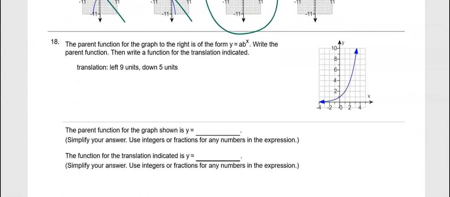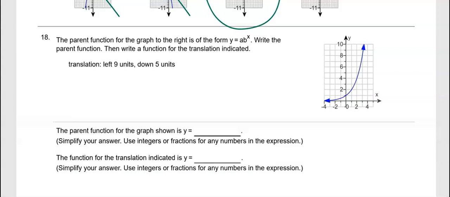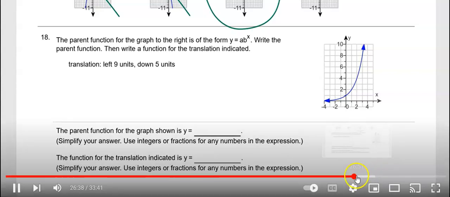All right. 18 here. So we've been given a function and told to translate the function left 9 and down 5. Okay, so we have to decide what the parent function is, and it's pretty easy. If I zoom in enough, you can see on the graph. When am I going to zoom in on the graph? Okay, right about in here.